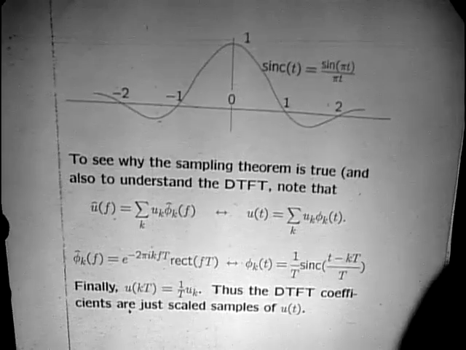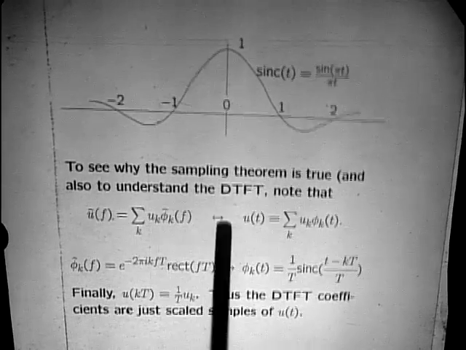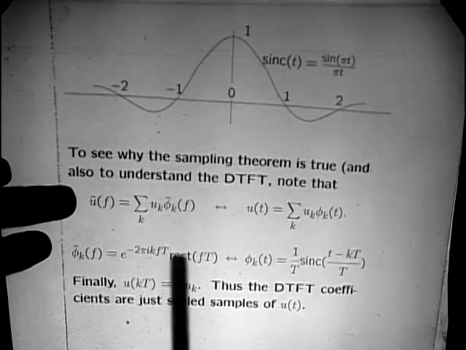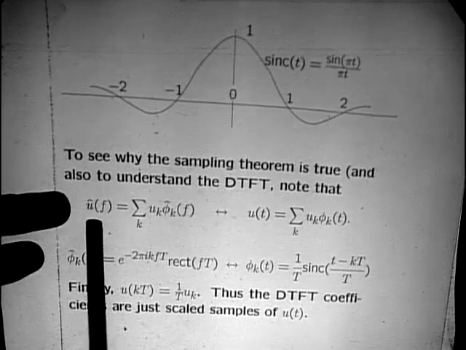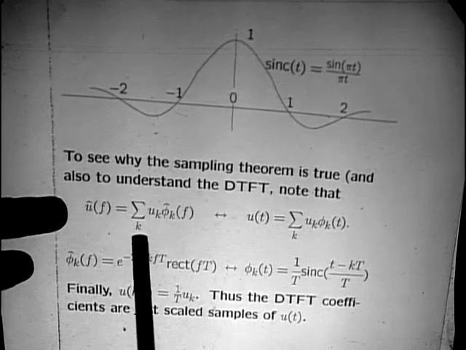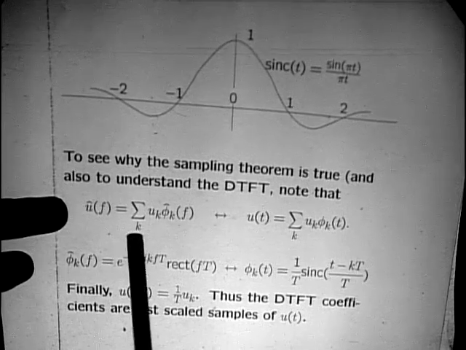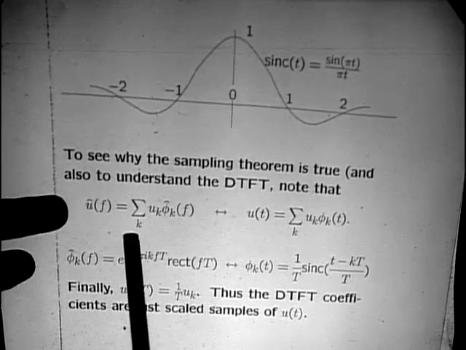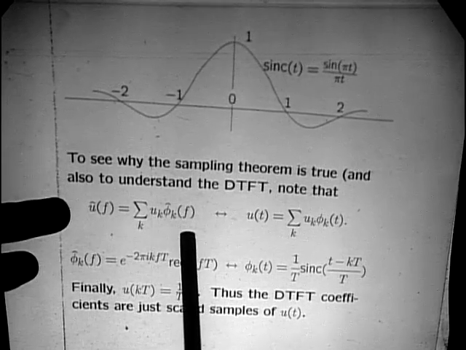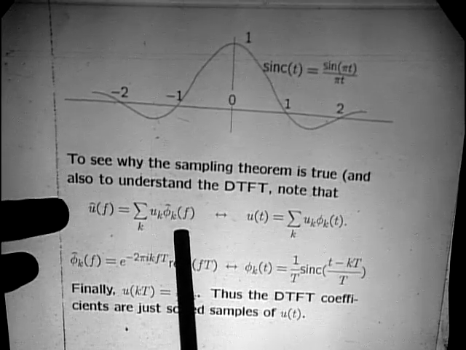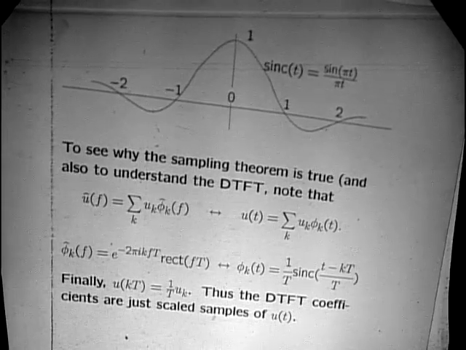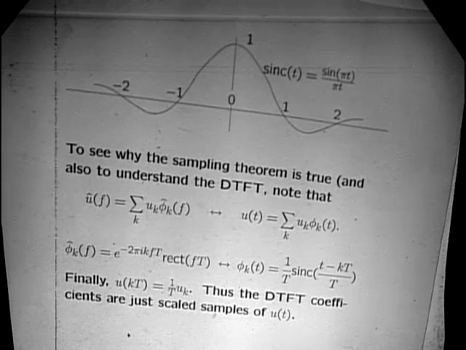Okay, now to see why it's true, and to understand what the DTFT is all about, note that we have said that a frequency function u hat of f can be expressed as the sum over k, and I should use a limit in the mean here, but I'm not, of u_k times this transform relationship here. Well, these are these functions that we talked about a while ago.